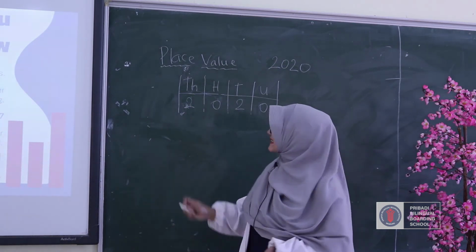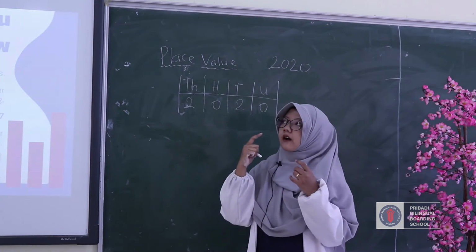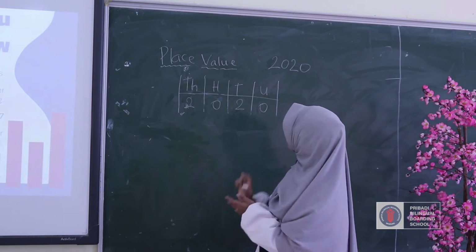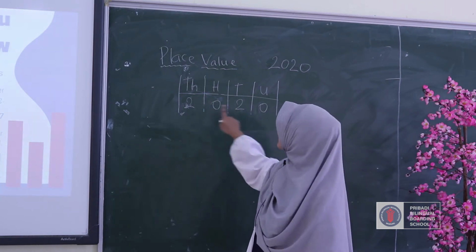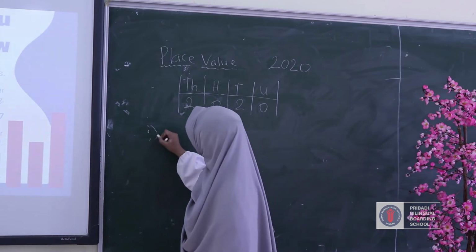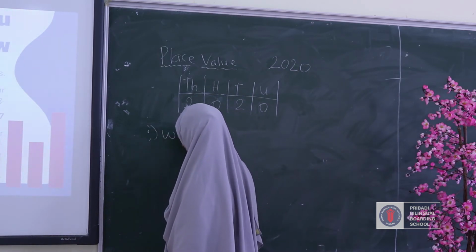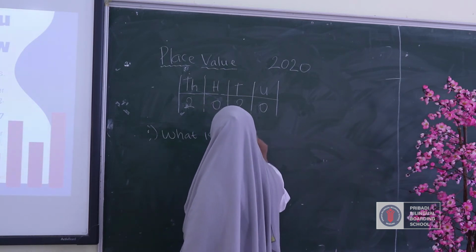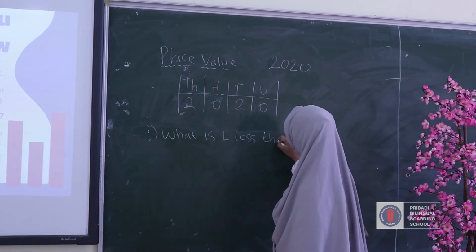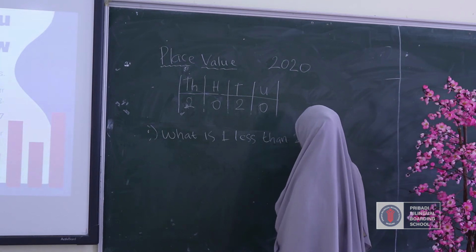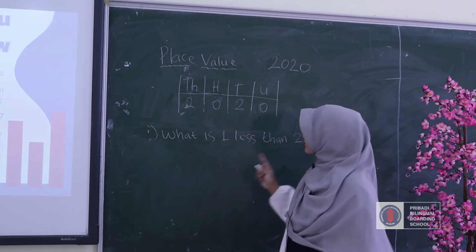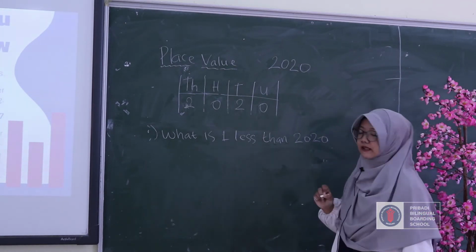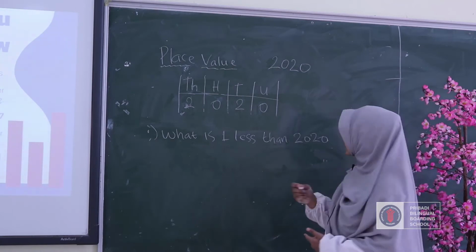what is 1 less than 2020? How to do it? You can just directly put minus, or you can decrease the unit here.